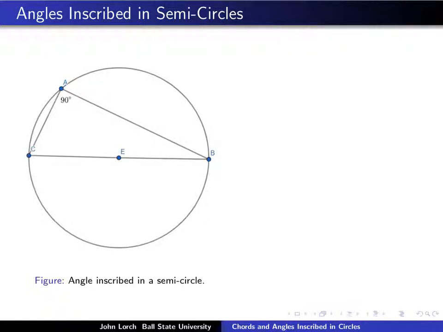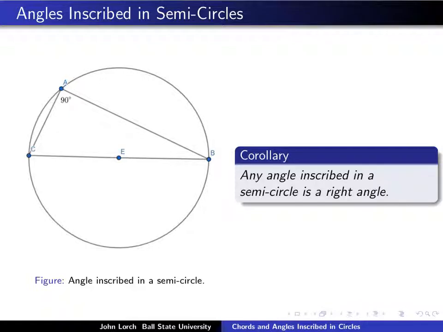Now an inscribed angle of this type, we say that it is inscribed in a semicircle because the diameter BC naturally divides the circle into 2 parts. And here then is the result. Any angle inscribed in a semicircle is a right angle.